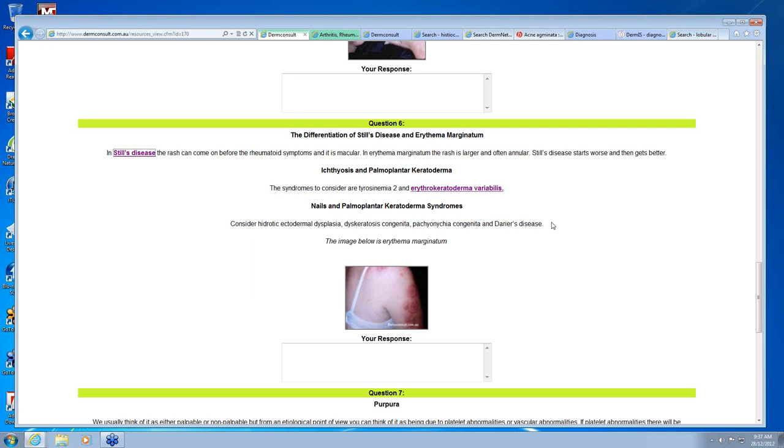Obviously the nail changes in Darier are the red and white longitudinal bands. Pachyonychia congenita is a big thick nail plate. Dyskeratosis congenita, nail dystrophy, is not quite as distinctive. You have to look for other features. Hidrotic ectodermal dysplasia, I don't think the nails form normally. That's what usually happens in the ectodermal dysplasias. You look at hair, teeth, and nails, and there's a whole variety of syndromes depending on the bits that are deficient.